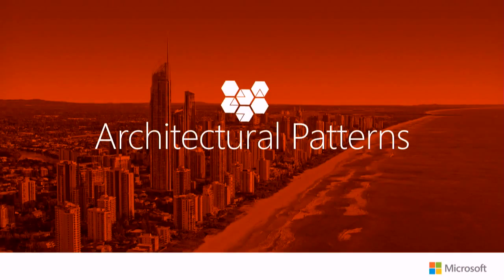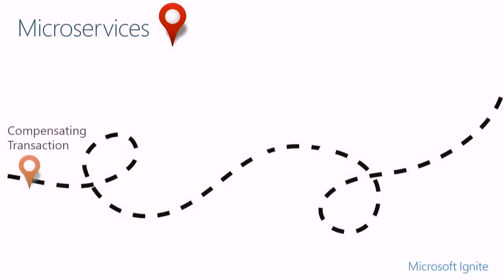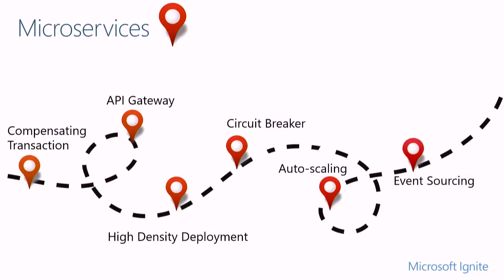So now we are on our final lap of the journey, which is the most important and the most exciting one. Here we will discuss 7 of the most important architectural patterns that are very useful in today's enterprise scenarios. The 7 architectural patterns that we will be discussing today are compensating transaction, API gateway, high density deployment, circuit breaker, auto scaling, and event sourcing. Oh, probably you have one more. Sorry for my maths. The last one is reminder actors.